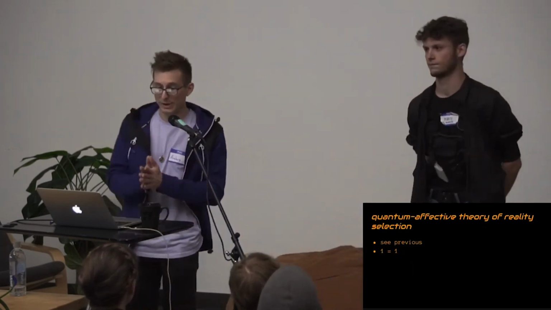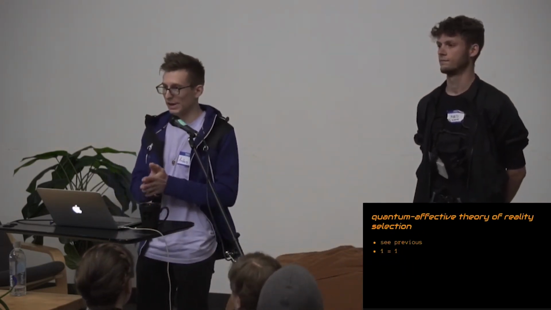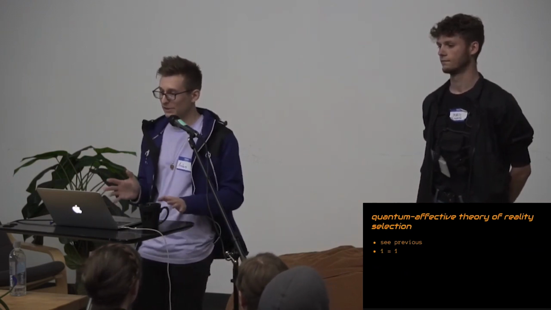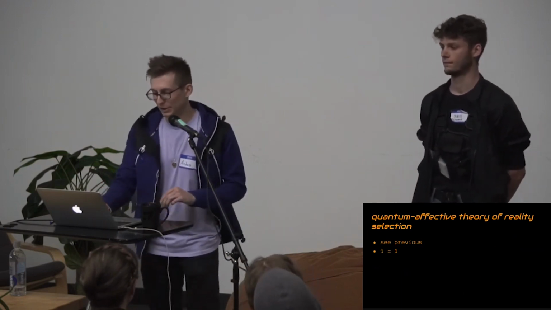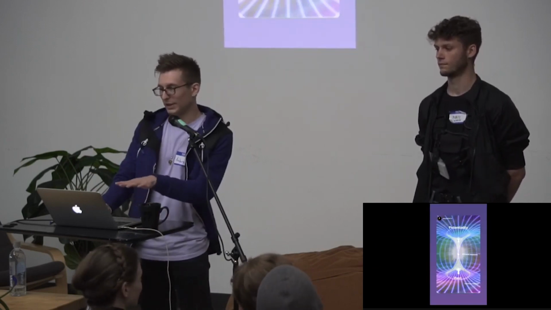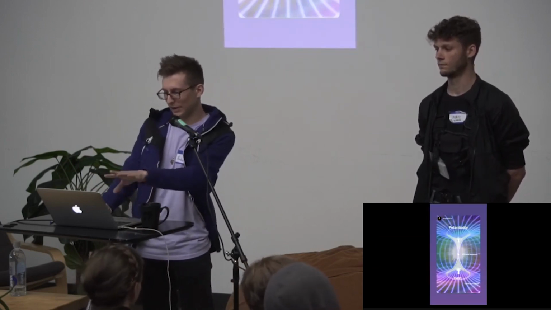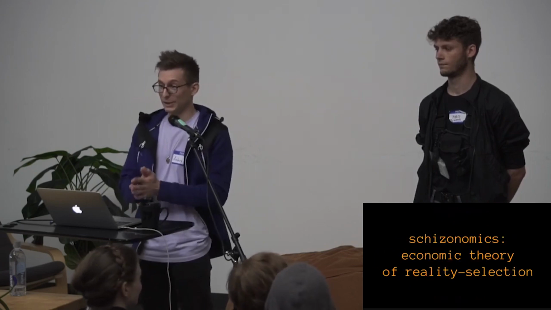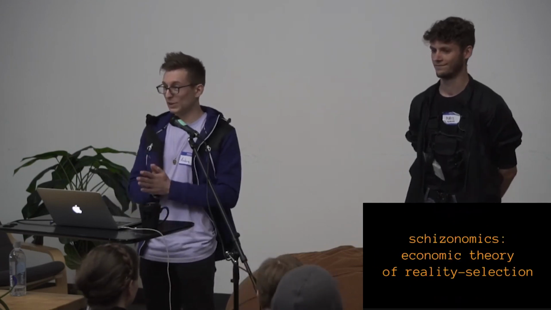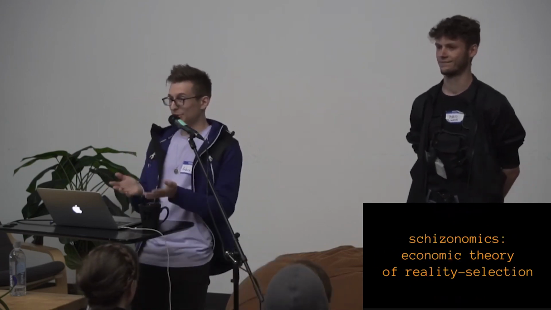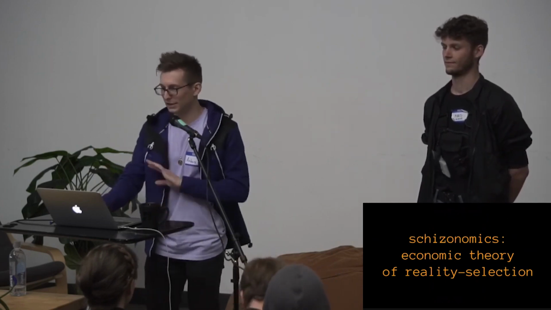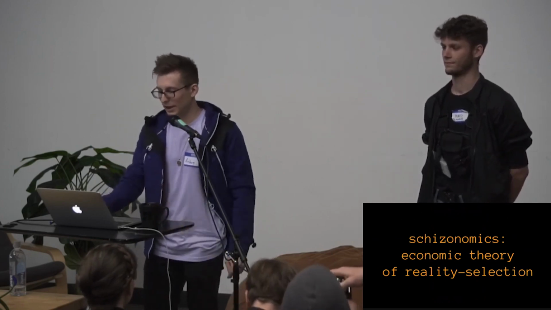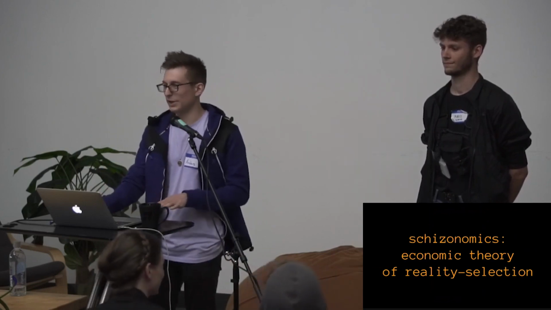Okay, so moving from the microgestural theory of labor value to the quantum effective theory of reality selection. So see previous, it's the same thing. So moving on, the holographic thing here, and then schizonomics. So you've heard of schizoanalysis. Now there's schizonomics, or split naming. Nothing to do with economics. It's an economic theory of reality selection.